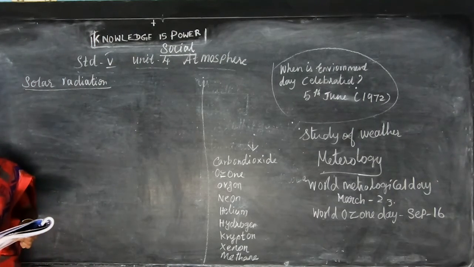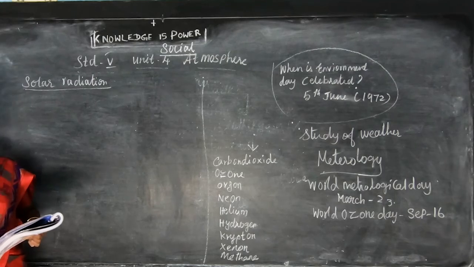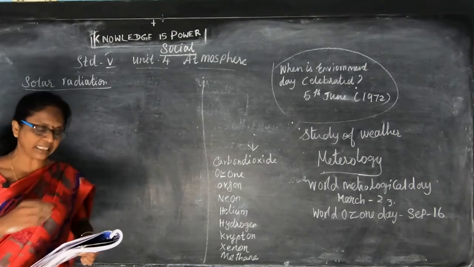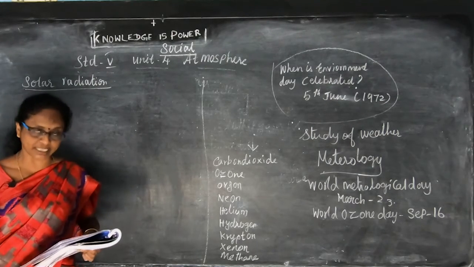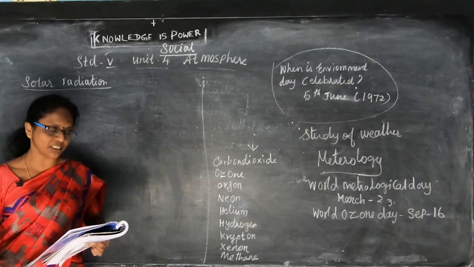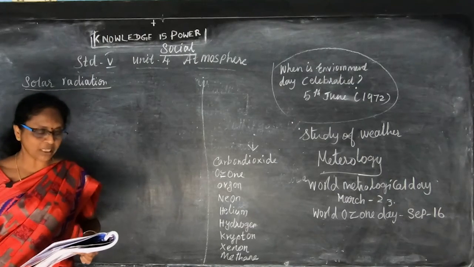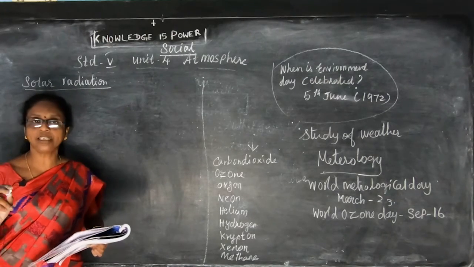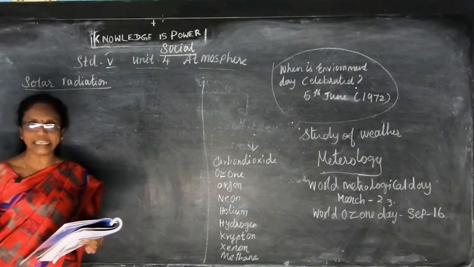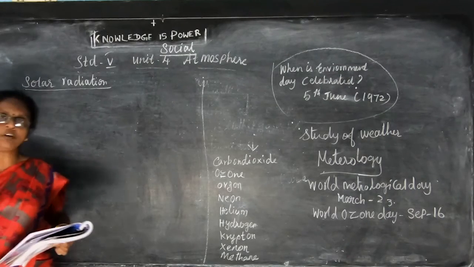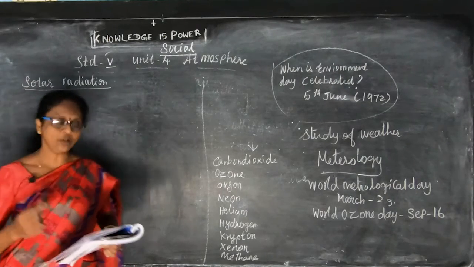The land, water and air receive heat from the sun. So the earth also gets heat energy from the sun in the form of radiation. That is why it is called solar radiation. What do you mean by solar radiation? The earth receives heat energy from the sun in the form of radiation. That is called solar radiation.